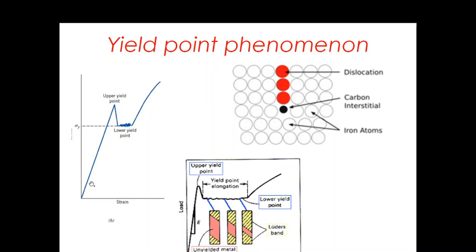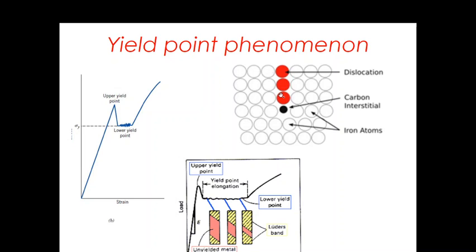And when loading starts, you can see this is an elastic deformation, which means there is no dislocation movement in this particular region. Why? Because the dislocations are not moving, since carbon atoms are anchoring them. So stress is continuously increasing, still with no dislocation movement and no plastic deformation, because the carbon atoms are anchoring the dislocations.